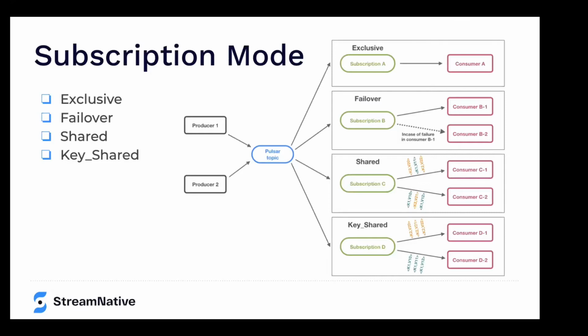And the last one is the key shared subscription model. In this one, every message with the same key will go to the same consumer. This is something needed by the integration with Apache Flink.